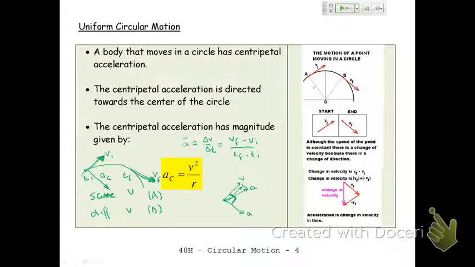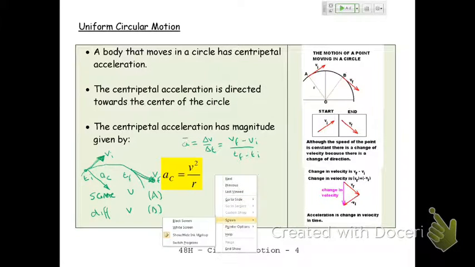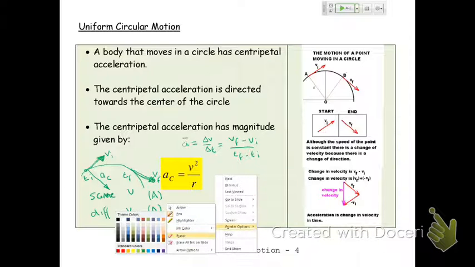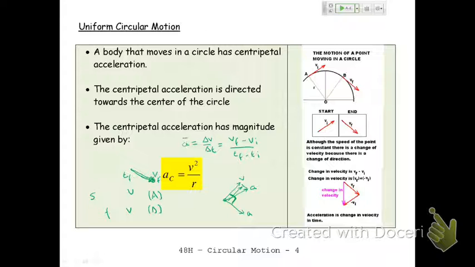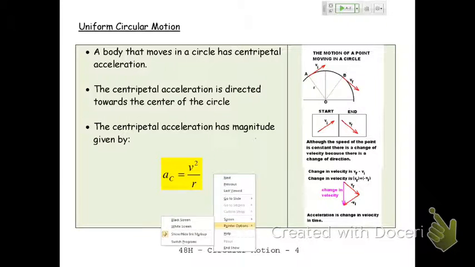So, okay, let's formalize this a little bit. Let's erase this a little bit. And we just read what it says: a body that moves in a circle has centripetal acceleration. How many people have heard of centripetal acceleration? How many people have heard of centrifugal acceleration? Yeah, they're not the same. And I'm going to talk very little about centrifugal acceleration. I don't like it. So we talk about centripetal acceleration. I'll explain why when we get to it.